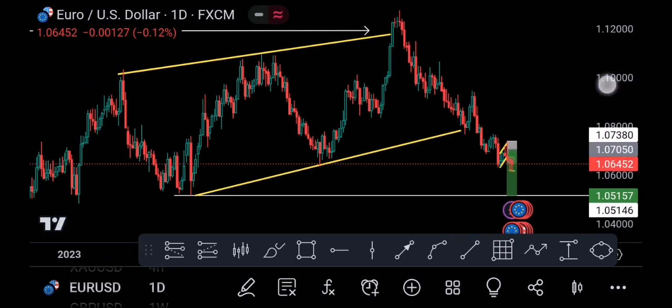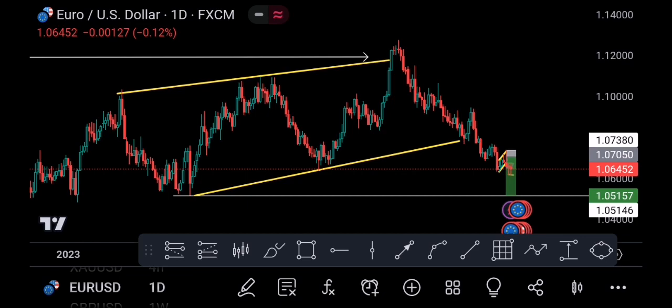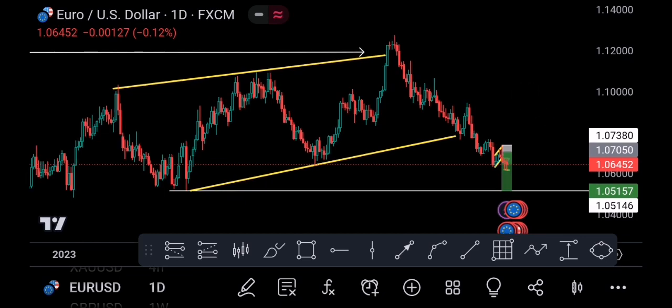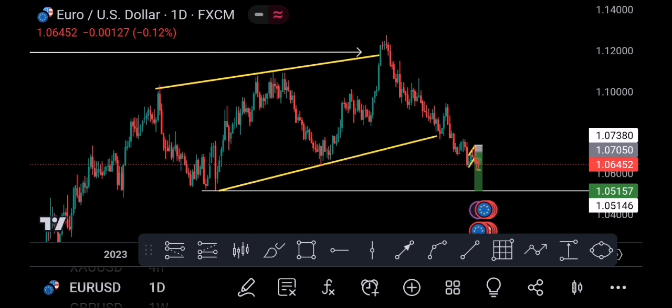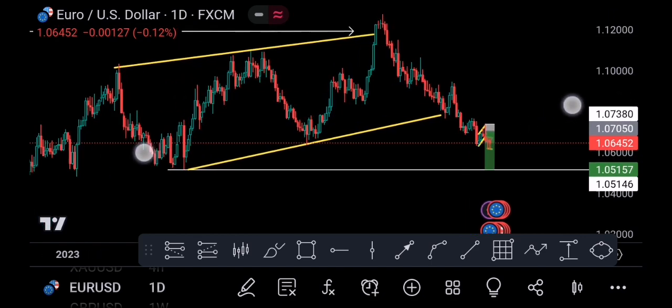Tomorrow I will be dropping a market breakdown consisting of maybe 3 pairs or 5 pairs, depending on how the market will be this week. So let's just jump into this trade and see how we managed to catch it.